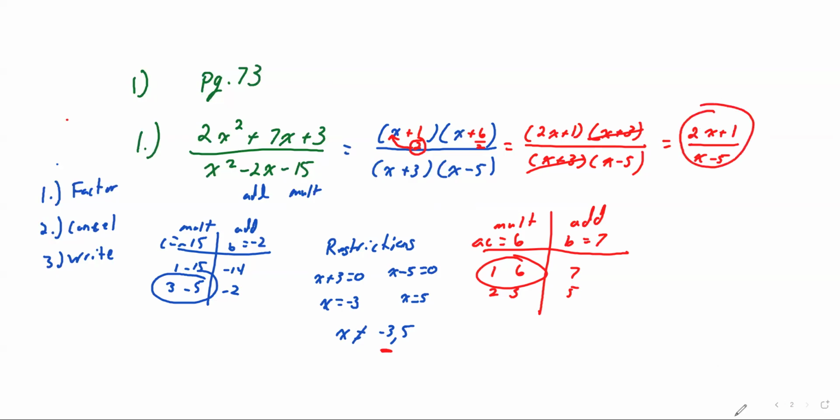All right, let's definitely do a lot more. Let's look at number 2. Number 2 says x squared plus 5x minus 6 divided by x cubed plus 2x squared minus 3x. Again, I'm going to factor.